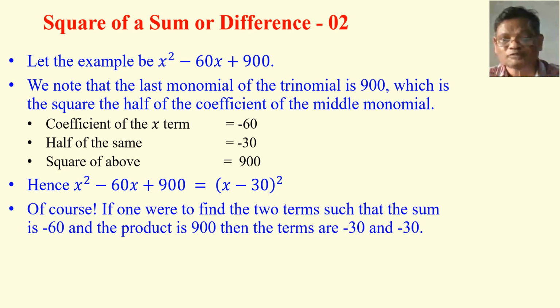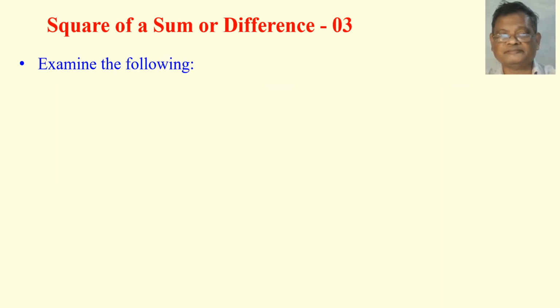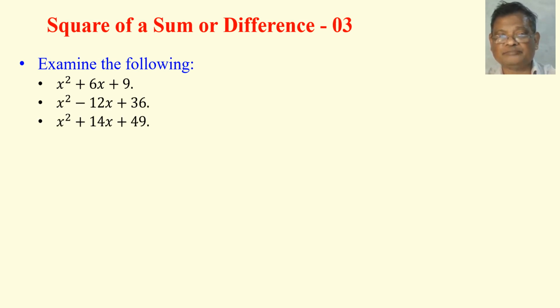Of course, if one were to find the two terms such that the sum is minus 60 and the product is 900, then the terms are minus 30 and minus 30. Examine the following. x squared plus 6x plus 9. x squared minus 12x plus 36. x squared plus 14x plus 49. x squared minus 16x plus 64.